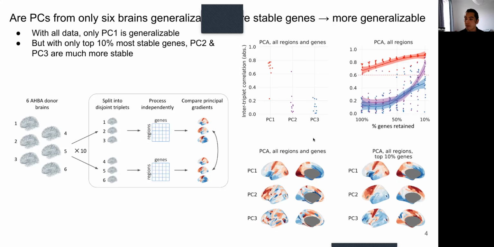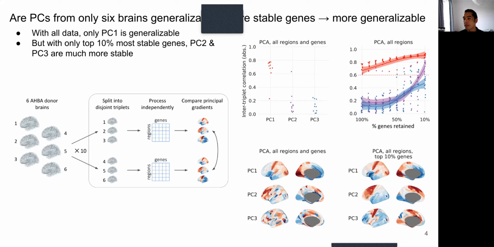When you do that, you can make a plot something like this. The first column here is the same data as on the left, but compressed into a single column. Red, purple, and blue are PC1, PC2, and PC3. Then at each point on the x-axis, we're filtering out the noisier genes. Here we filtered out 50% of the genes, and on the right, we're retaining only the top 10% most stable genes. You can see that as we filter more genes, the correlation between the triplets becomes higher.